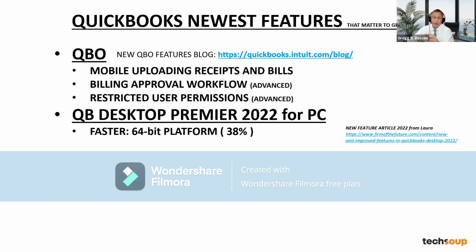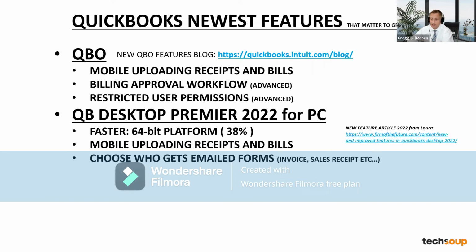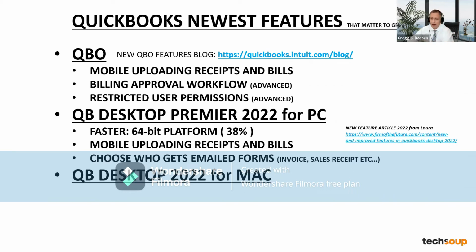But as a result, they didn't really make that many other changes to QuickBooks 2022, except this mobile uploading of receipts and bills, which is what we're going to cover. Okay, I'm going to show you for both QBO, and then I'm going to show you for desktop. Okay, there's this feature that controls who gets sales forms like invoices and sales receipts, who gets the email. We'll show you that. It's a little thing, but the people that need it, they're going to like it.